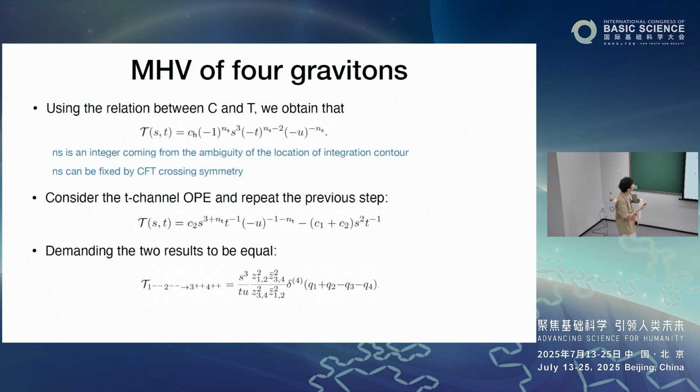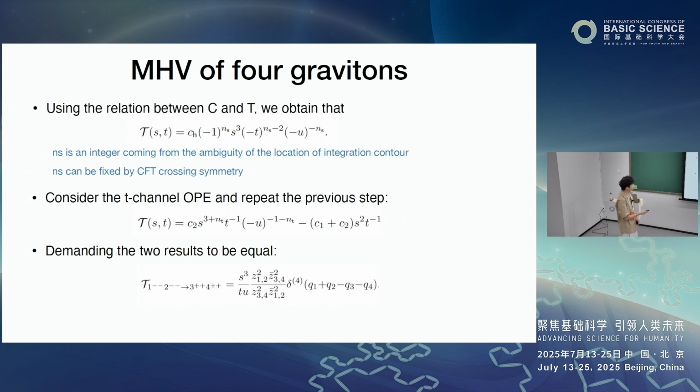So basically, here we compute this one in the S channel. We can also compute the whole thing in the T channel OPE. Just repeat the steps, the same thing. And we found the TST from the T channel OPE gives us this. Okay? Now, crossing symmetry tells us the two results must be equal to each other. This will fix the NS and the NT, and give us the final answer, which is this.